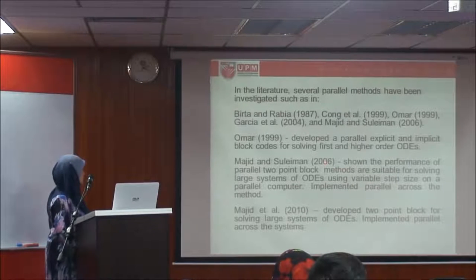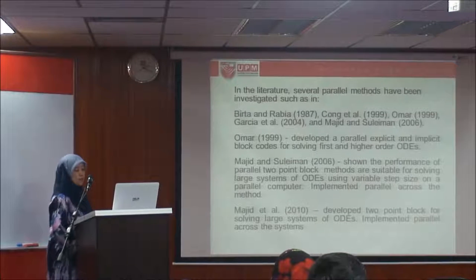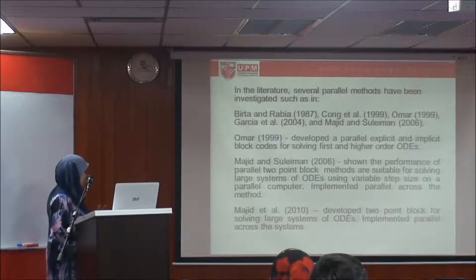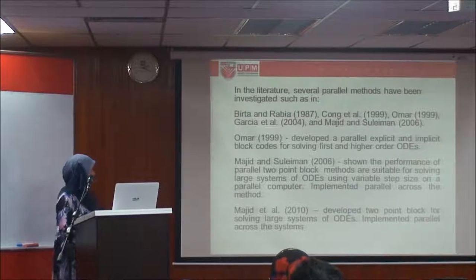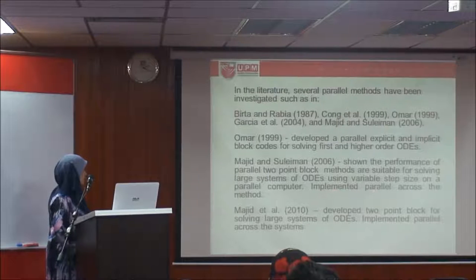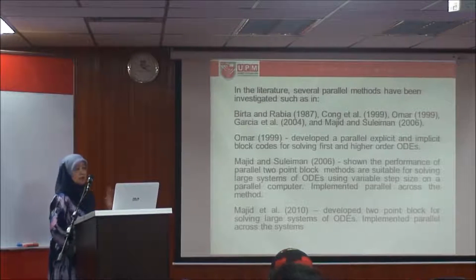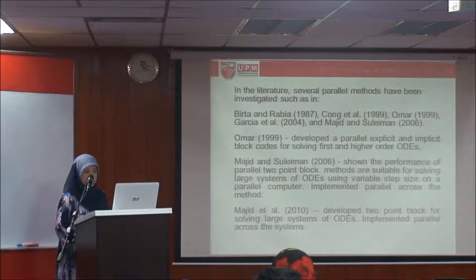But in 2006, we had implemented our parallel across the method. There are two types of parallel. We have parallel across the method and we have parallel across the system. So in 2006, we implemented the parallel across the method, and I will show you later the difference between those two.